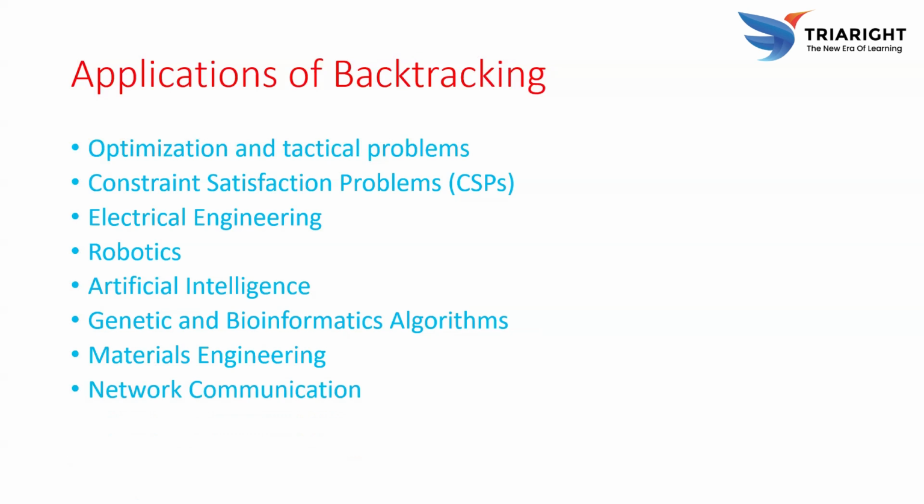Network communication: backtracking can be applied to network routing problems, where you need to find a path through a network that satisfies certain criteria. Like solving puzzles, we all know we used to solve these, especially Maze, Sudoku, and Rubik's Cube, and the like.